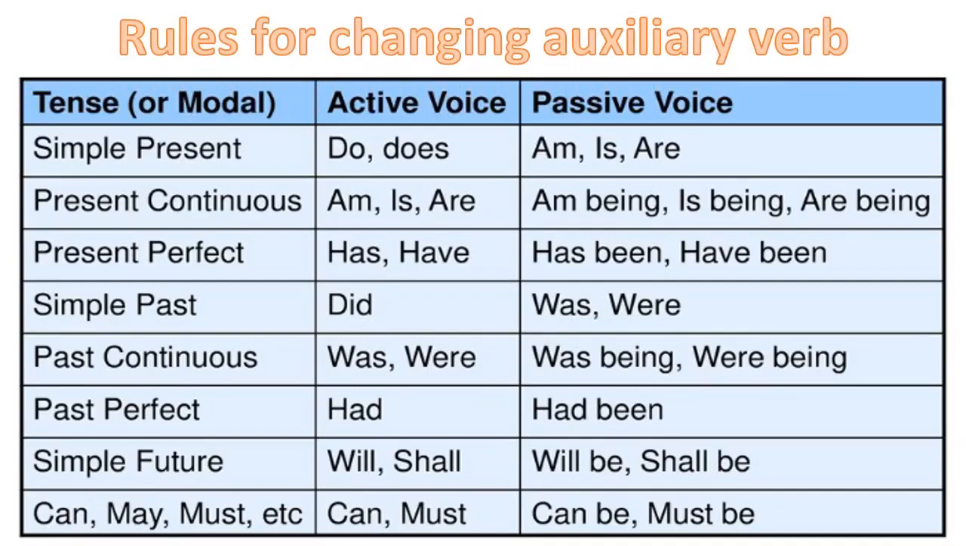In simple present tense, if there is a verb or verb plus s or es in active voice, that will be changed into is, am, are plus third form of the verb. In present continuous tense, is, am, are is changed into is, am or are plus being. In present perfect tense, we just add been after the helping verb. In simple past tense, was or were is added. In past continuous tense, being is added. In past perfect tense, been. In simple future tense, simply be is added. And can, may, must are changed into can be, must be or may be.